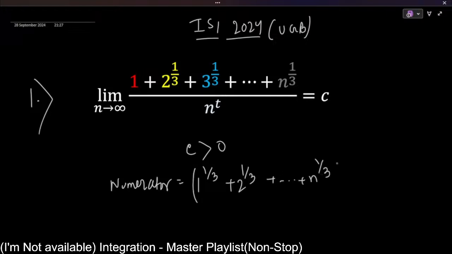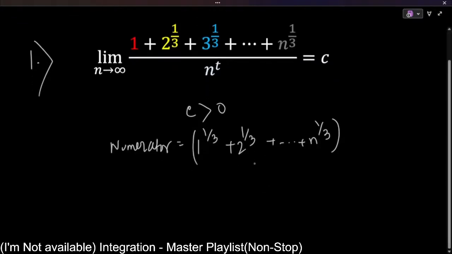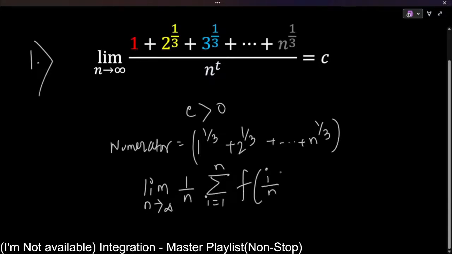So this is the numerator, and it's inside the limit as n tends to infinity. This gives us a sense that we have known Riemann sums, right? So we know that if we are given something like this, limit n tends to infinity, 1 upon n, summation i equals 1 to n, of a function which is integrable, with the argument f of i by n, then this limit is exactly equal to the integral from 0 to 1 of f of x dx. This Riemann sum here is equal to the integral. So that's how the transformation works.